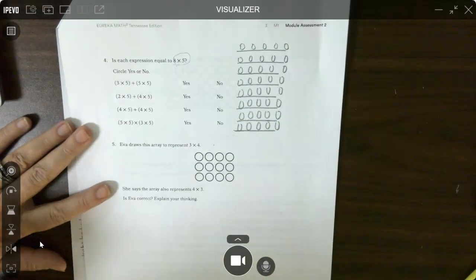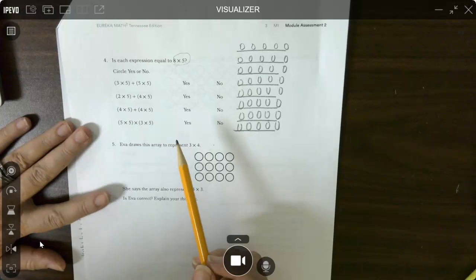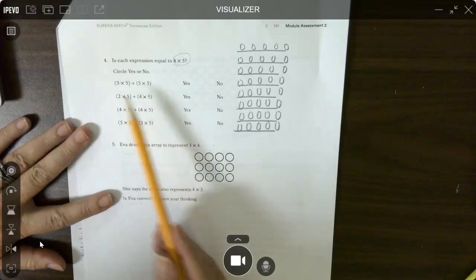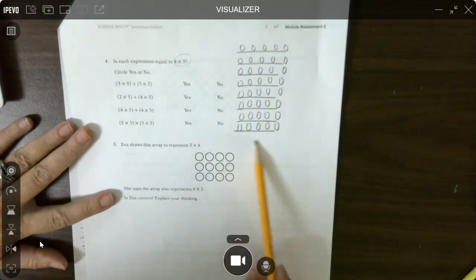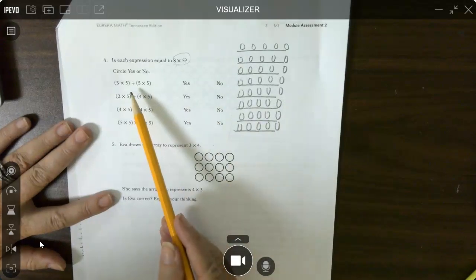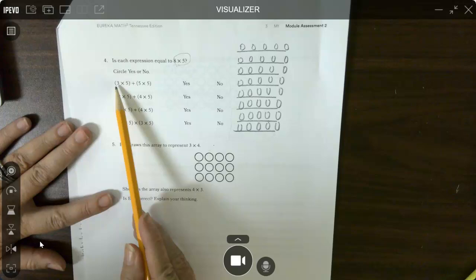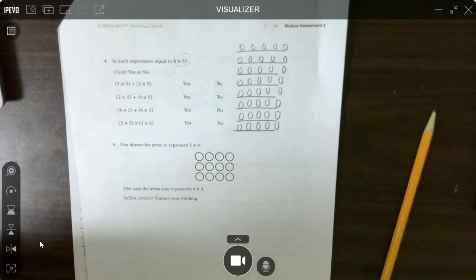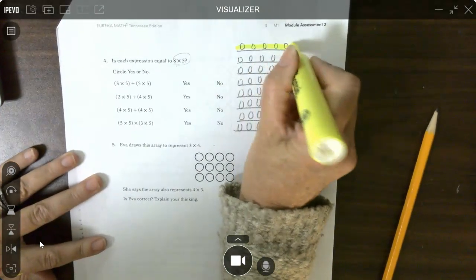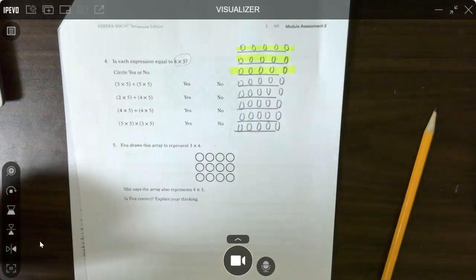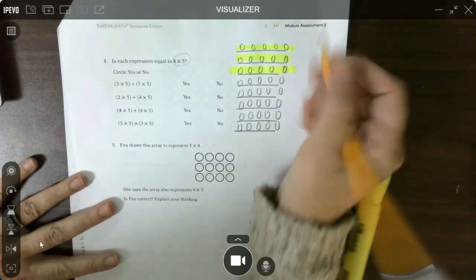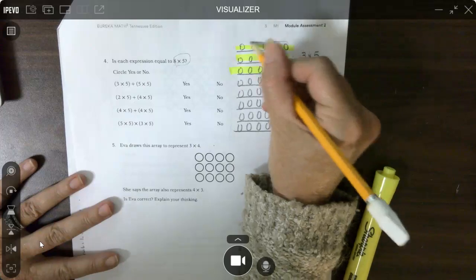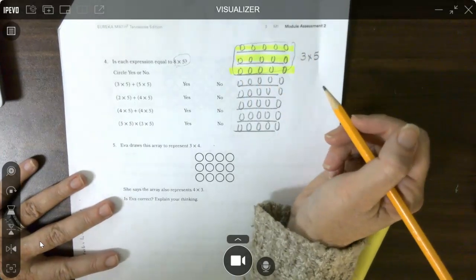So I have 8 rows of 5 in this array. Then what we can do is we can look at the choices they've given us and determine if I'm able to break this entire array into these smaller pieces. So the first choice says I have 3 rows of 5. Okay, if I look and I highlight 1, 2, 3 rows of 5. I can even write that out to the side there. The highlighted portion represents a smaller array of 3 rows of 5.